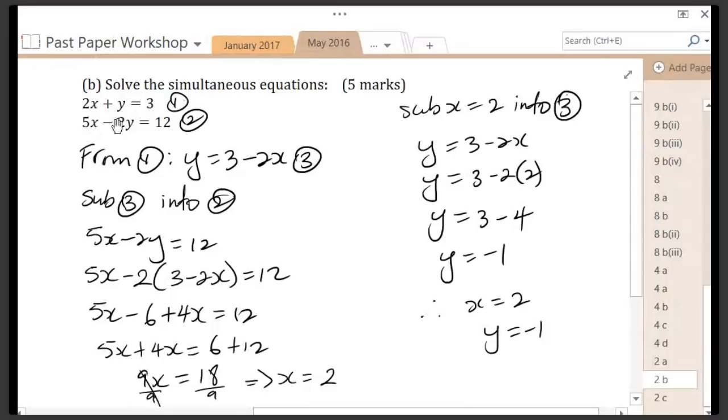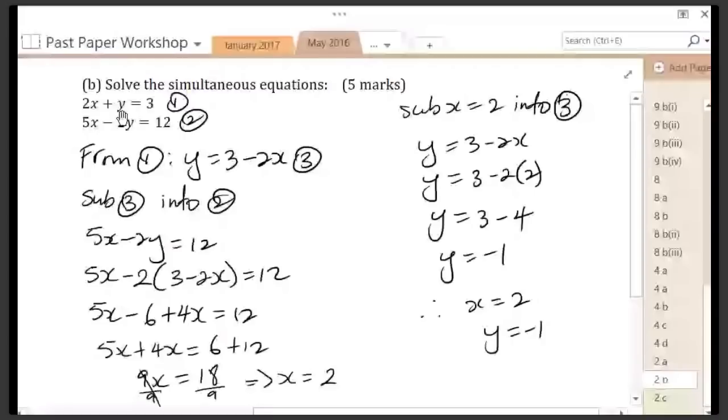So if this y here had a coefficient before it, we would have had to use the elimination method, where, let's say you wanted to eliminate x, you would take this 2 in equation 1 and multiply the whole of equation 2, and take this 5 here and multiply the whole of equation 1. And when the signs are the same, you will subtract. So this will be equation 1 minus equation 2, and you'll eliminate x. But you don't need to do that when one of the terms here has a coefficient of 1.